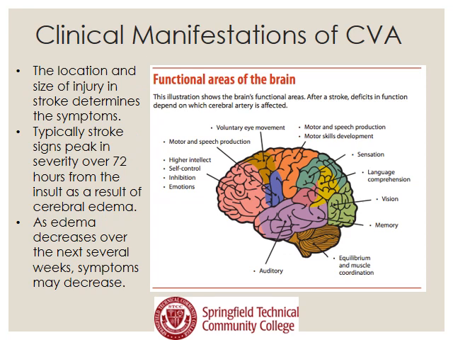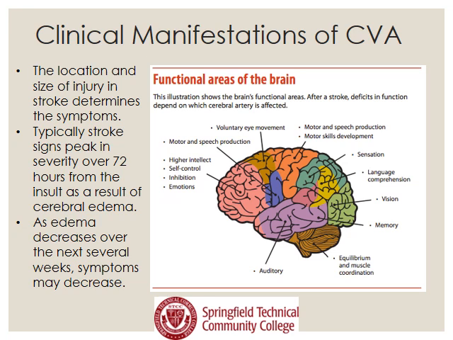So the location and size of the injury in stroke determines the symptoms. Typically, you're going to see stroke symptoms peak in severity over the 72 hours from the insult as a result of cerebral edema. So the brain is injured and then it swells. As the swelling decreases over the next several weeks, symptoms may decrease.